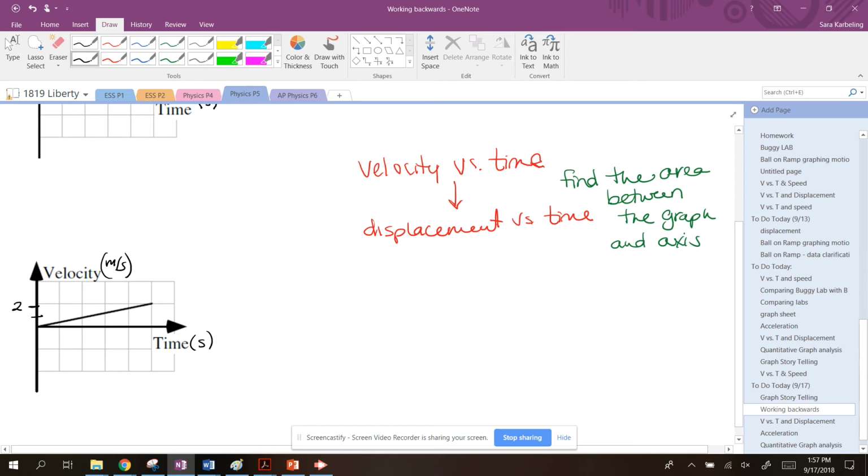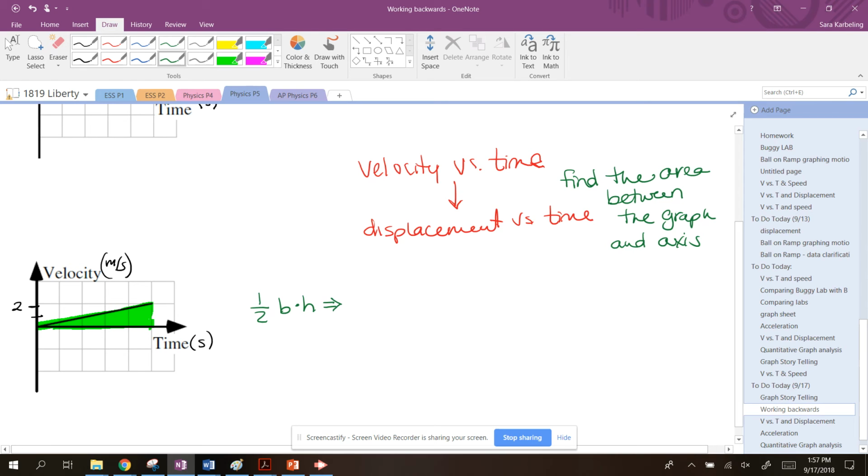I start off with a velocity of 0, I end up with a velocity of 2. How far did I travel in those 5 seconds? What kind of a shape do I have in this one, you guys? A triangle. Do you know how to find the area of a triangle? Boom, 1/2 the base times the height.